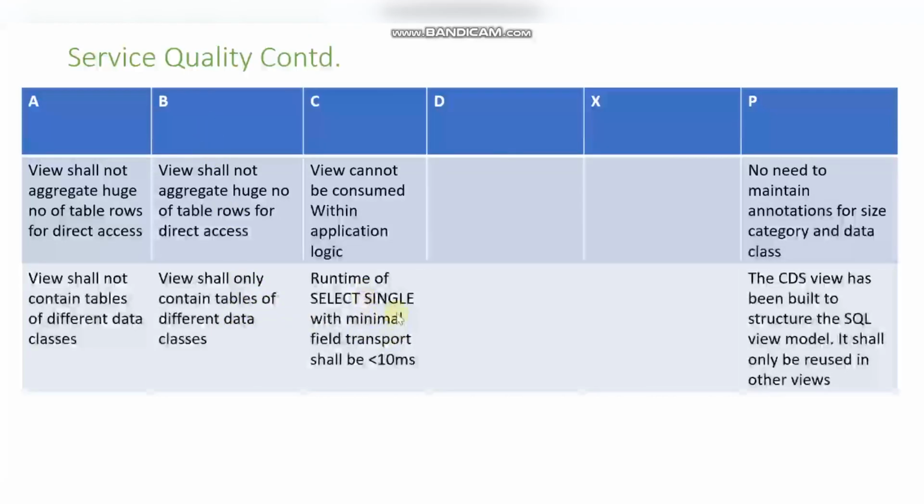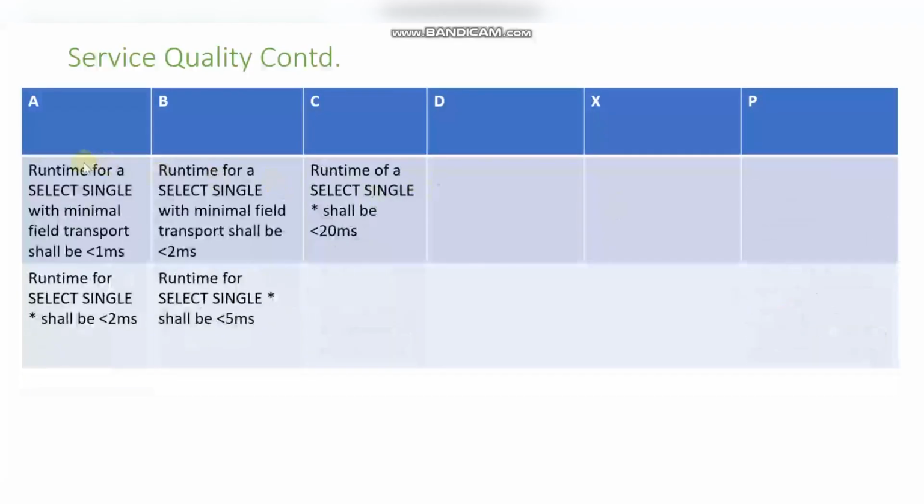And single select field transport should be less than 10 milliseconds. So the CDS view has been built to structure the SQL view model, and it shall only be reused in other views. So this is the P type service quality, and the same continues here. At runtime, when we are running the select query, field transport should be less than 1 millisecond.